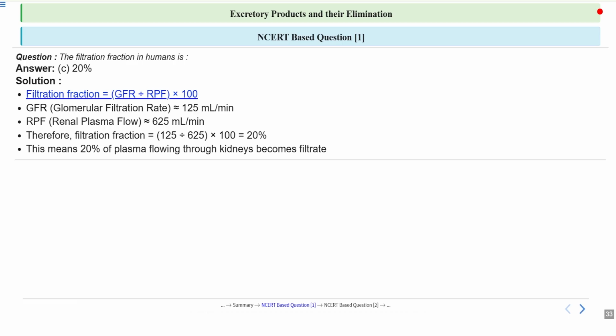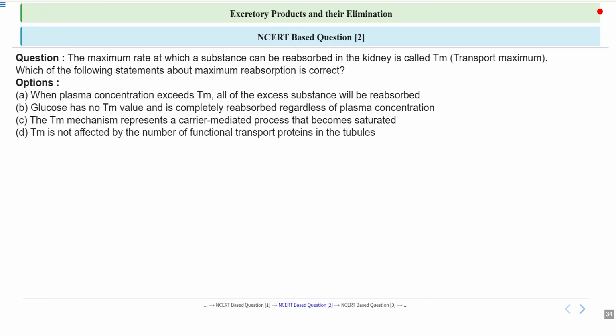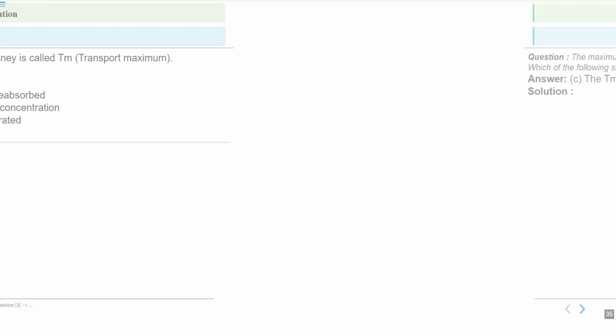So this is our second question. The question is, the maximum rate at which a substance can be reabsorbed in the kidney is called TM, or transport maximum. Which of the following statements about maximum reabsorption is correct? We have to opt for the correct option. You can look at the options to see which one is incorrect and which one is correct about TM, or transport maximum. Let's look into the answer.